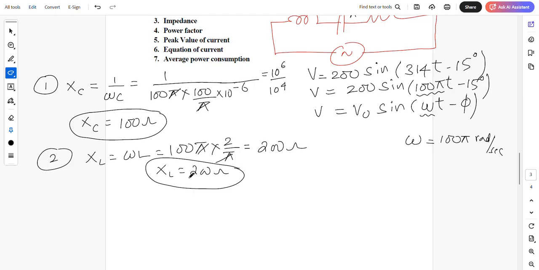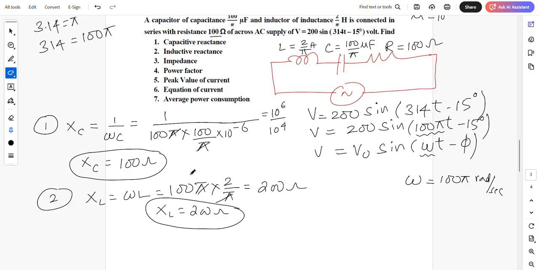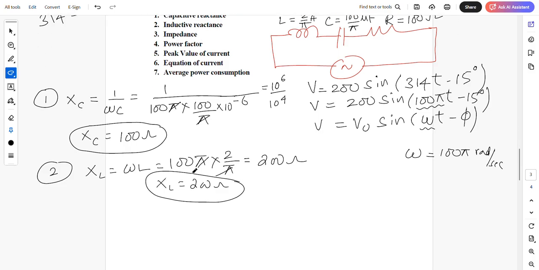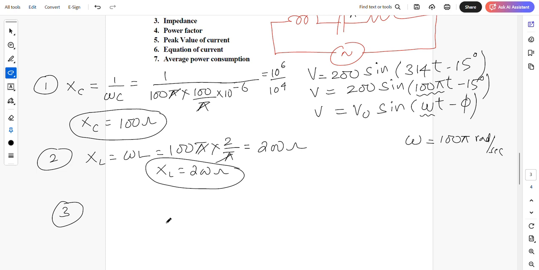Now, what is the third thing you have to calculate? You have to calculate the impedance. How to calculate the impedance? What is the formula? Otherwise, I can directly write the impedance phasor diagram. This is R, this is XL minus XC, and this is Z. Hope you understood.